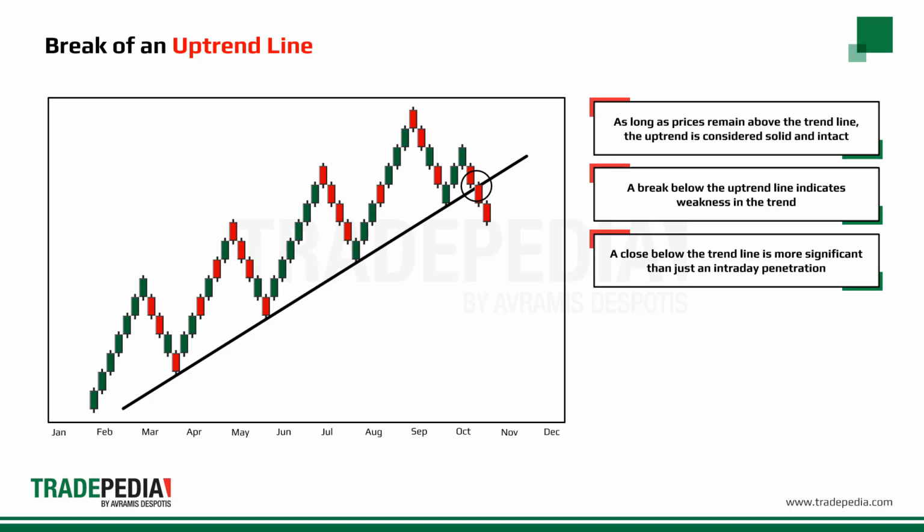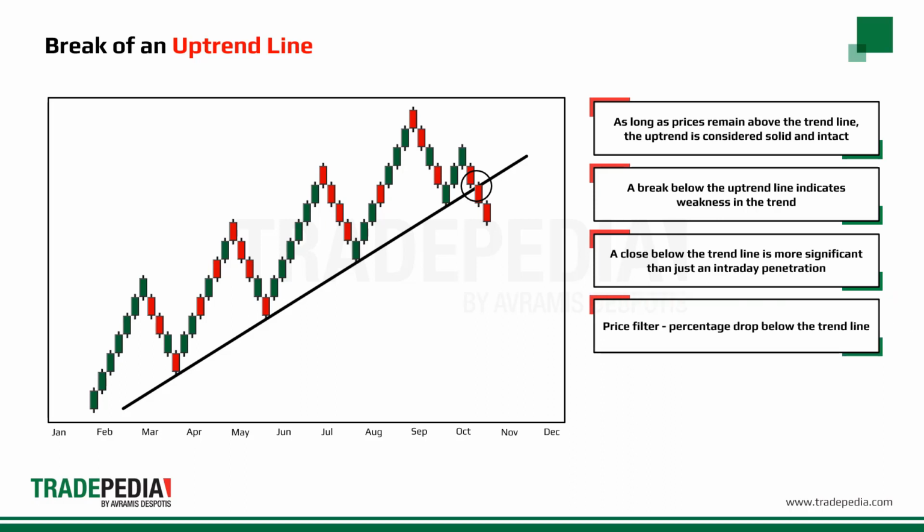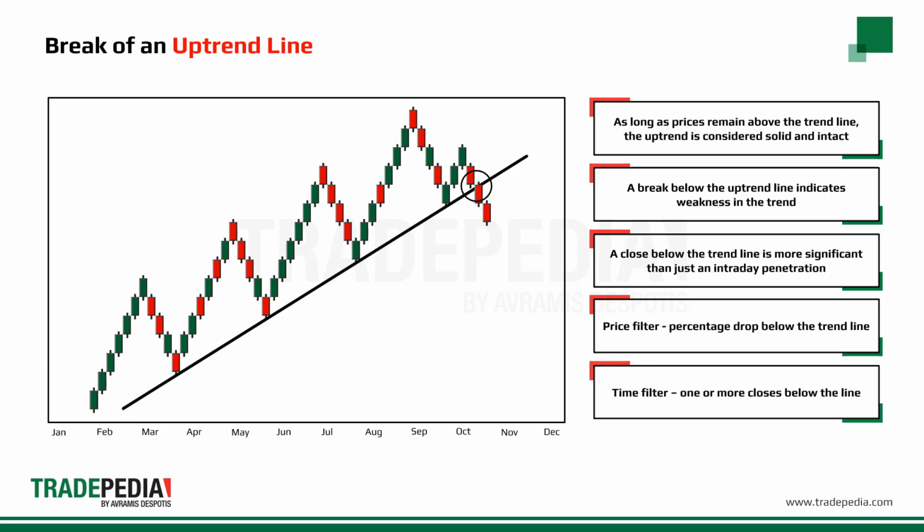Certain filters can be used to confirm the breaking of a trend line. A price filter, where you wait for a certain percentage drop below the line, or a time filter, where one or more closes below are needed in order to confirm the break.